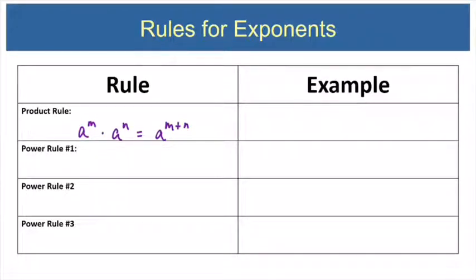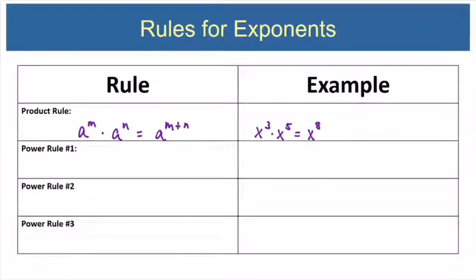Here's an example of that. Suppose we have x to the third times x to the fifth. Well, here you see that both of these factors have the same base. So to multiply these together, we keep the base the same and we add the exponents. 3 plus 5 is 8.